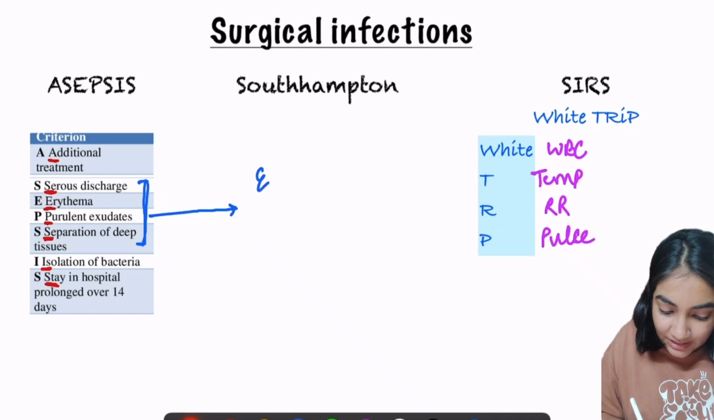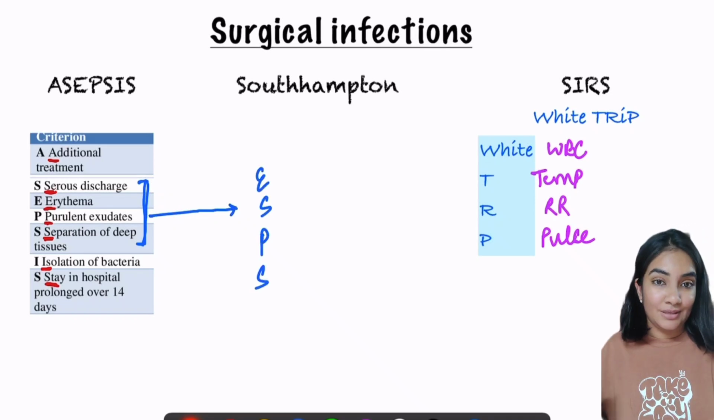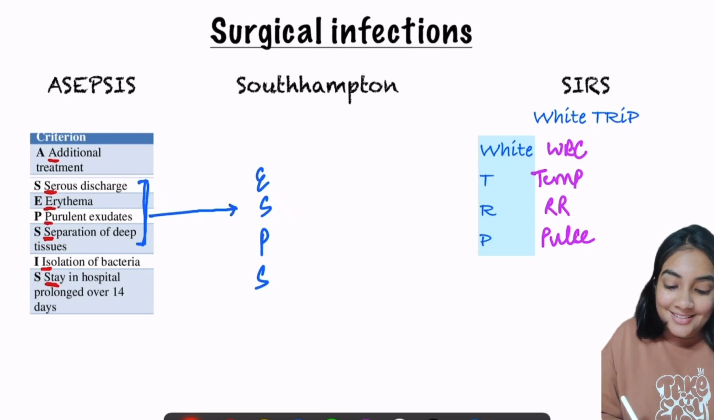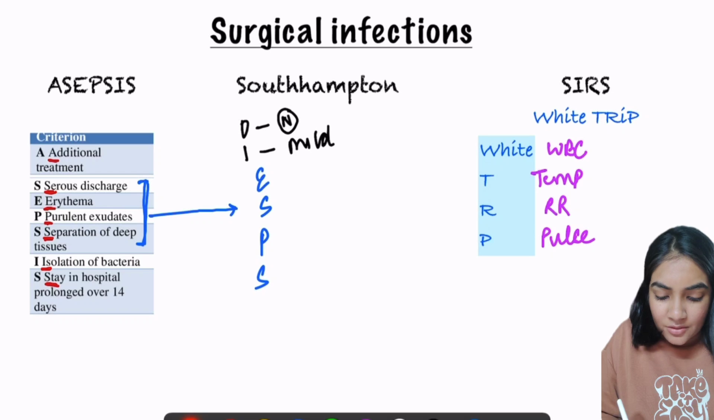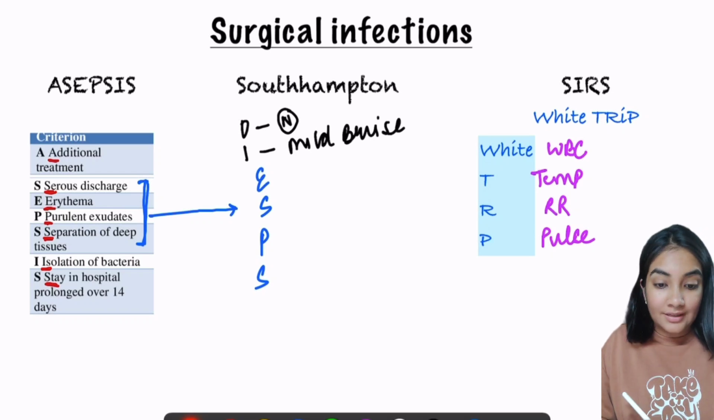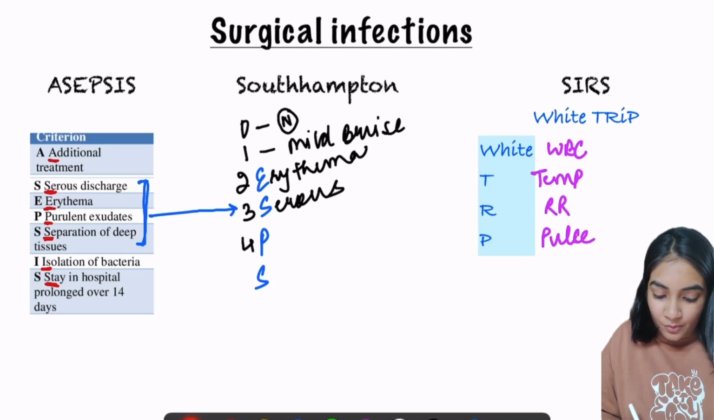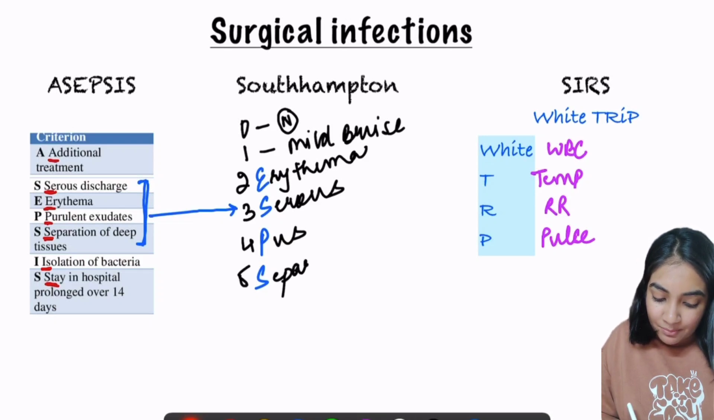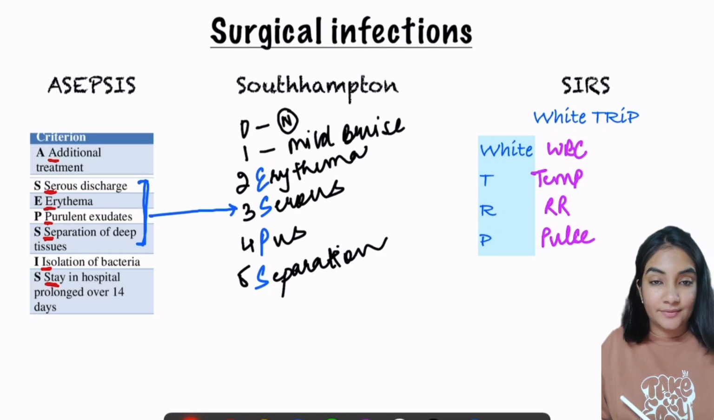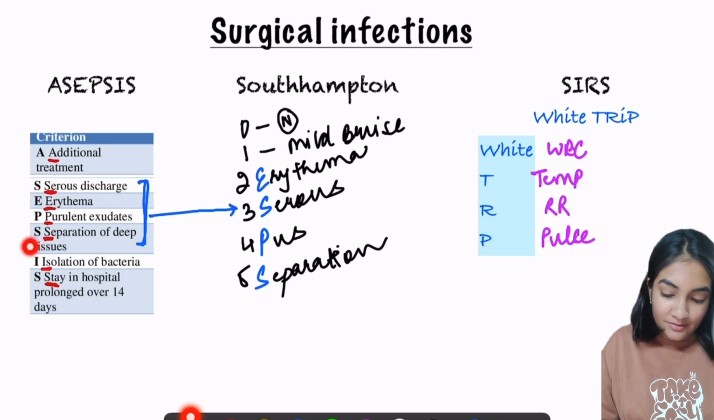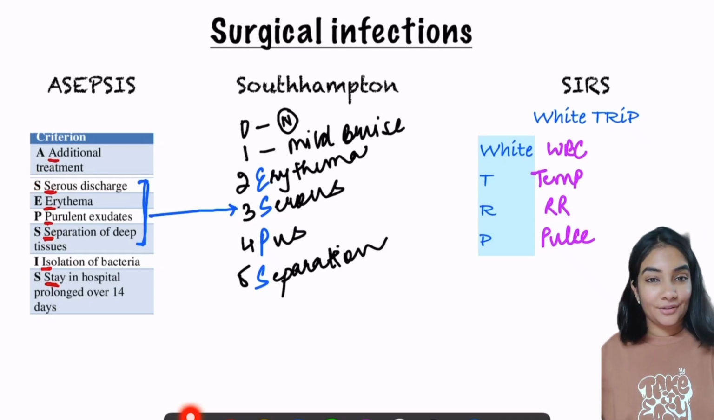That means ESPS rather than SEPS. What that means is stage 0 is normal, stage 1 is mild bruising, stage 2 would be erythema, then 3 would be serous discharge, 4 would be purulent discharge, and 5 would be separation of tissues. So asepsis, Southampton, you just need to remember the SEPS. And for SIRS, you know, white trip.